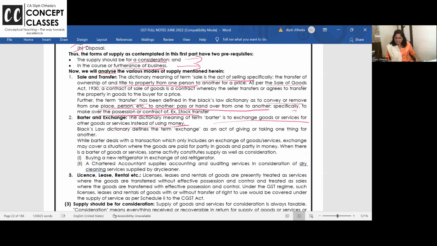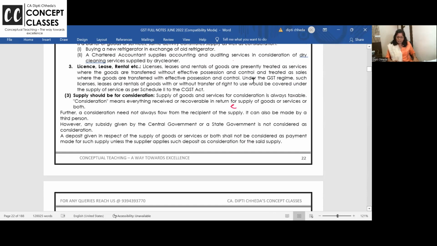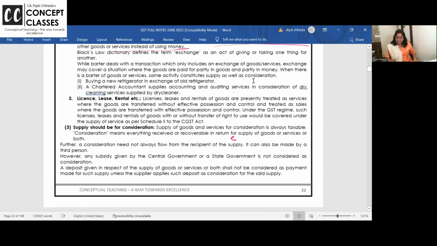Chartered accountant supplies accounting and auditing services, and against that he is taking some service. License or lease or rental. Licenses, lease or rental of goods are presently treated as services where the goods are transferred without effective possession. You are doing construction business and you need dumpers and crane. So now you are hiring a crane from someone. You're not buying the crane, you're hiring. So you are paying rental for using the cranes.